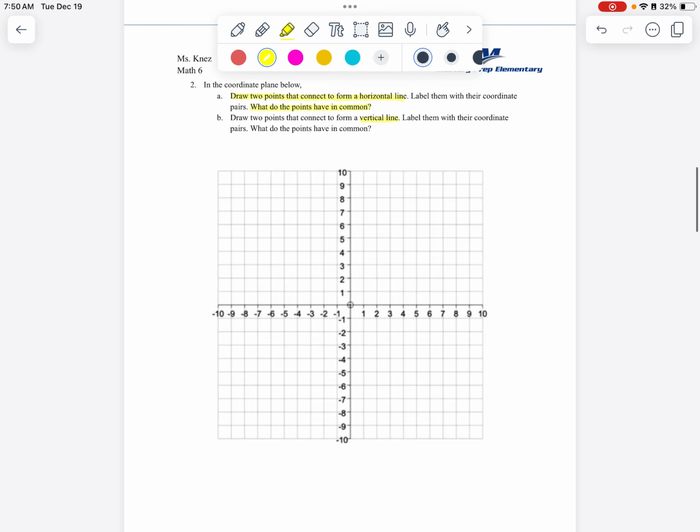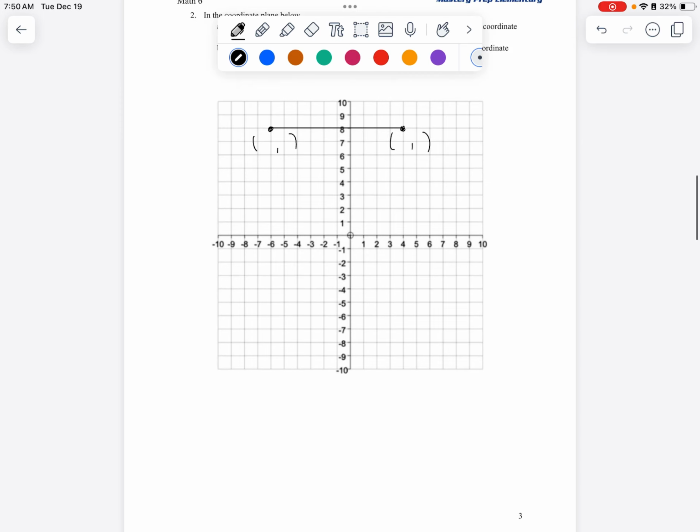I'm asking you to plot any 2 points that connect to form a horizontal and a vertical line. You can literally draw a dot anywhere in the grid, create a line. Just make sure that they're labeled with a coordinate pair. Once you've connected them, at the bottom of the page, you should be writing me a full sentence answer to A and a full sentence answer to B to tell me what the points have in common when they connect to form a vertical or horizontal line.